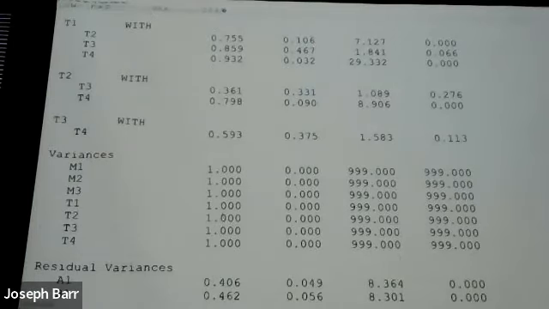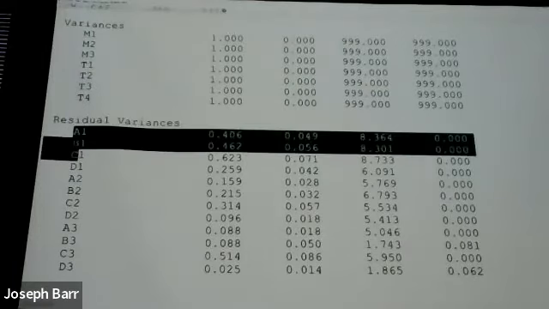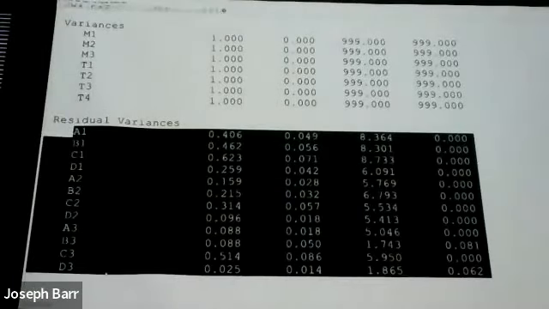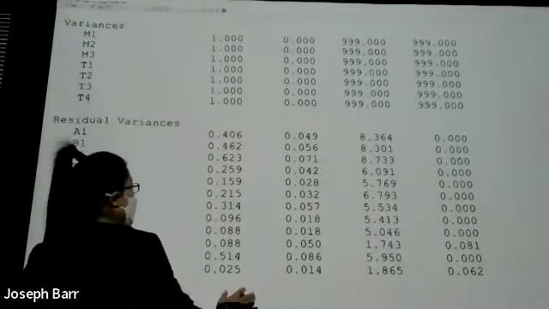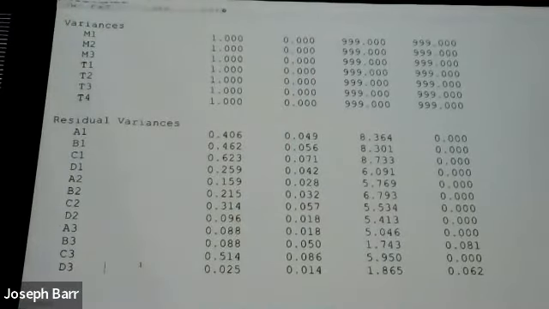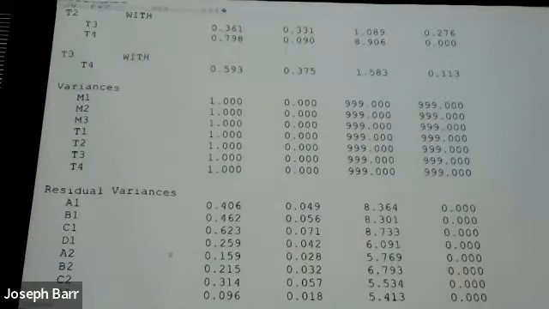And the variances are all fixed at 1. Variances of these 7 factors are fixed at 1. Residual variance for these 12 items, so this is the psi matrix. This is the outcome, but the problem is how to understand these numbers.